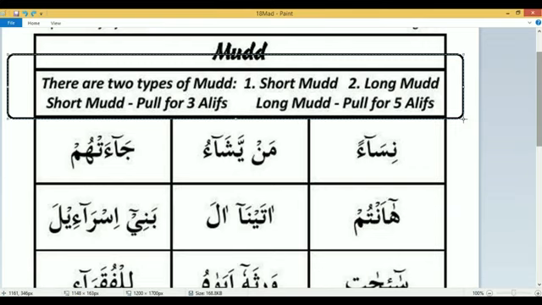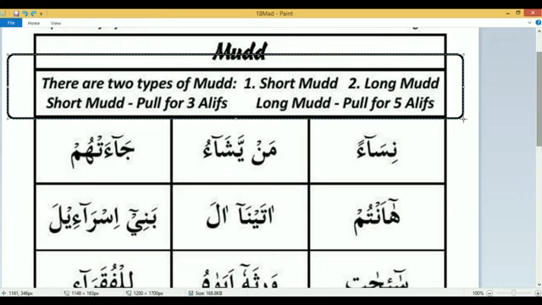That's too long. So anyway, the best way to learn the proper length of a haraka or of mad or a madda letter is to listen to the recitation of a qari you like, and that way you will learn the correct pronunciation, inshallah, and the correct length.